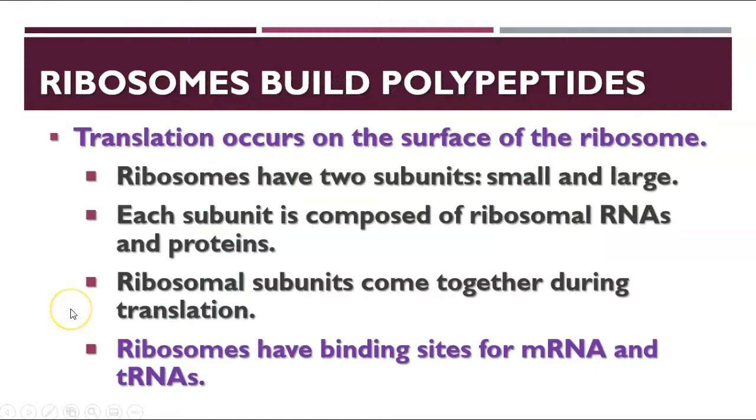The translation occurs on the surface of ribosomes. Ribosomes are made of two parts, a large subunit and a small subunit. Each one of those parts is made of ribosomal RNA molecules and proteins that are put together in the nucleolus in the nucleus of the cell. These subunits are separate until they're making a protein, and they come together during that translation process. There are binding sites for both the messenger RNA and the transfer RNAs, and there's also an enzymatic function that makes the peptide bond between the adjacent amino acids.